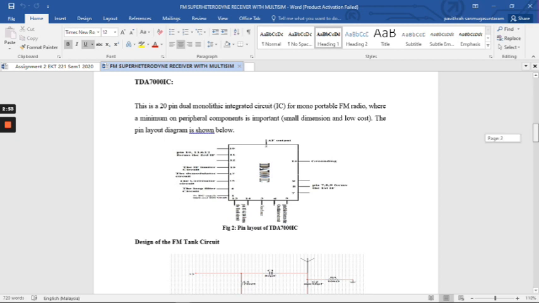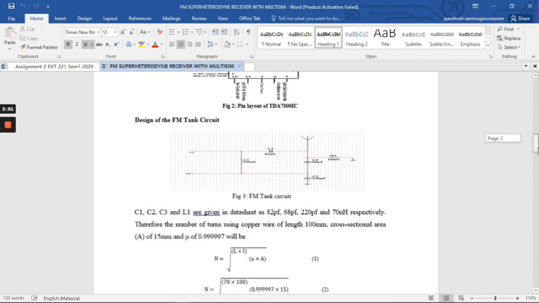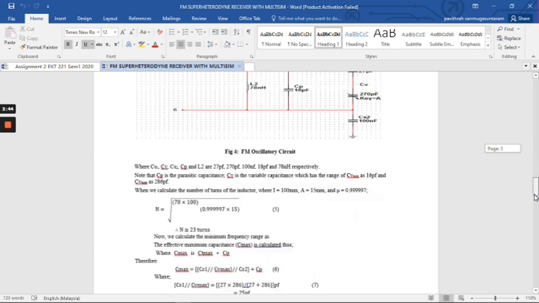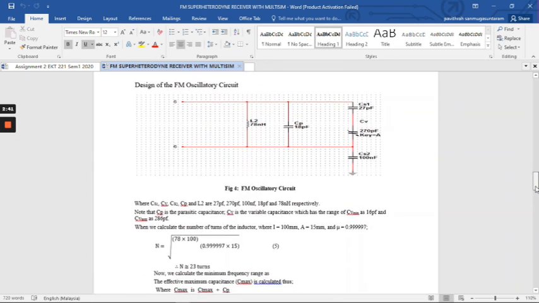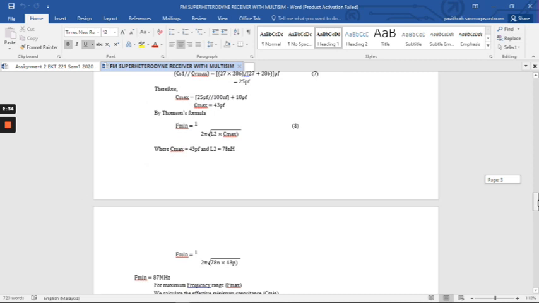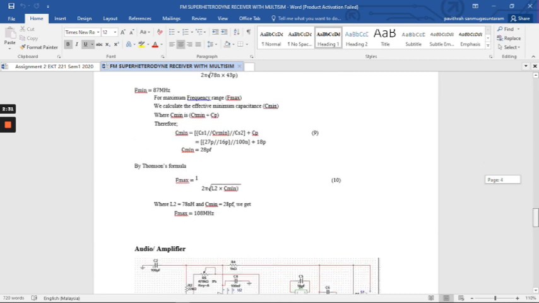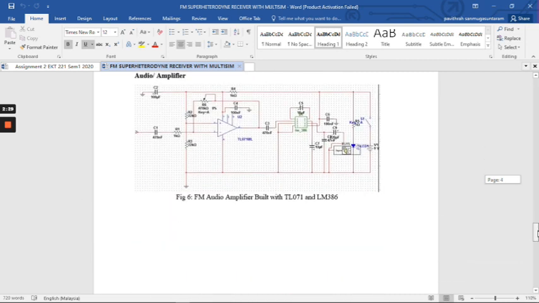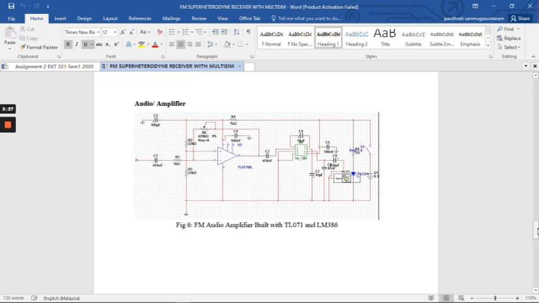So we will look at the next, which is the FM tank of TDA 7000 IC, which is connected to the pin 13 and 14 of the IC. And this is the FM oscillatory circuit, and this is connected to the TDA in the pin 5 and 6. And these are the following calculations for the oscillatory circuits where we will find the maximum frequency. And this is the final audio amplifier circuit, which has the speaker as an output at the end.